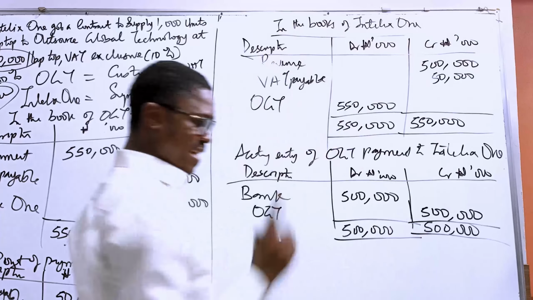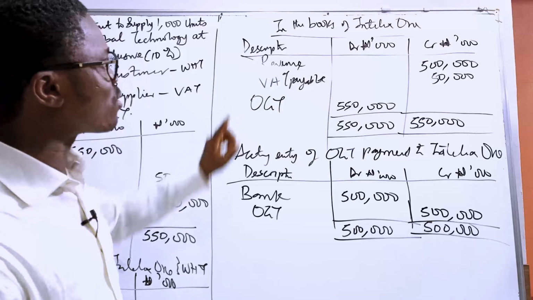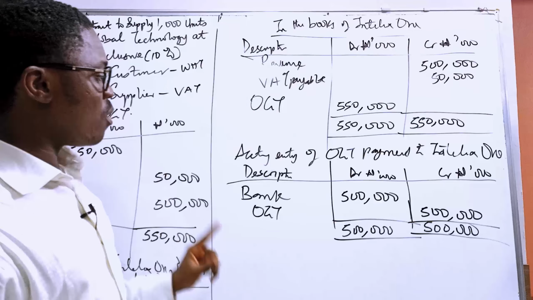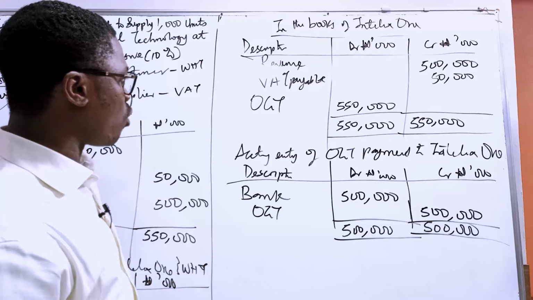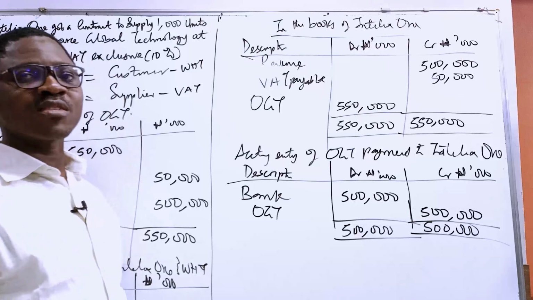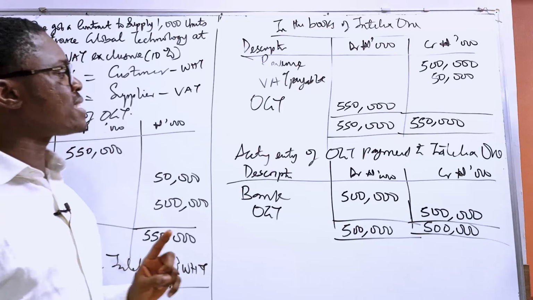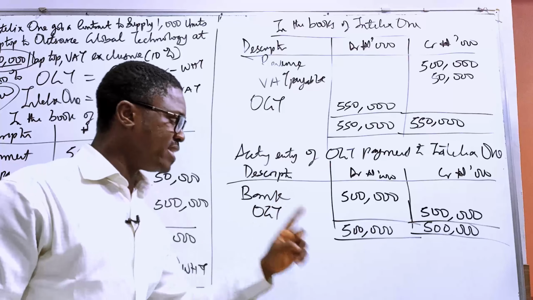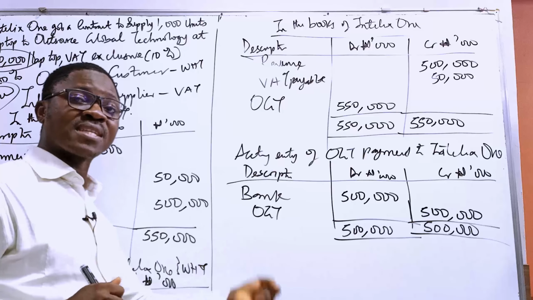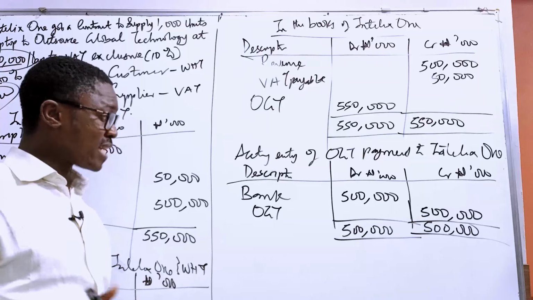Now, it is clear that the book of OGT in the books of account of Intellix One will still have a debit balance of 50 million naira. What does that mean? Because Intellix One knows that OGT will be remitting withholding tax on its behalf, Intellix One needs to confirm after collecting, and post an accounting entry after collecting the withholding tax credit note.